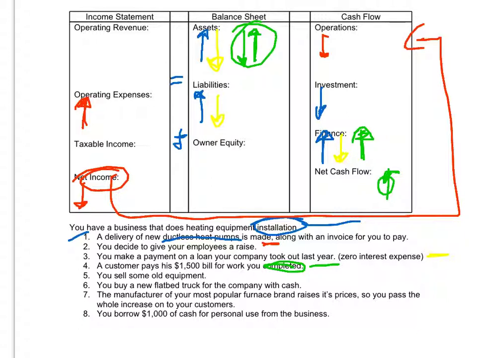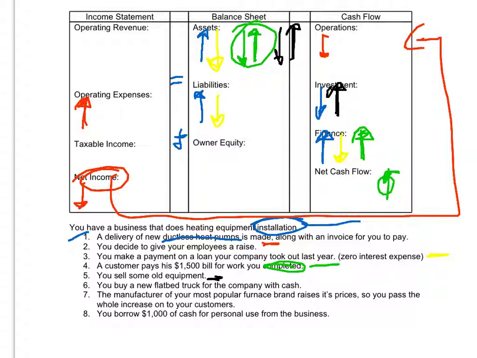So again, let's go ahead and switch colors to black. For question 5, sell some old equipment. What we're looking at here is a decrease in some equipment, which is a fixed asset, and an increase in a kind of current asset, which is cash coming in because you sold an asset. So it's going to be in the investment section, cash coming in, positive number, just like that.